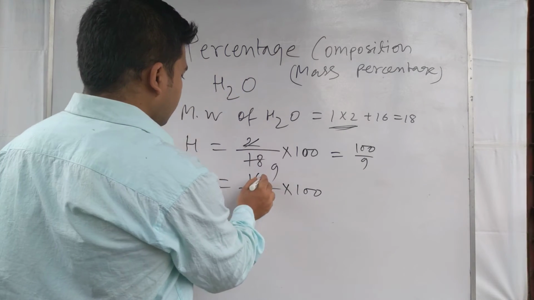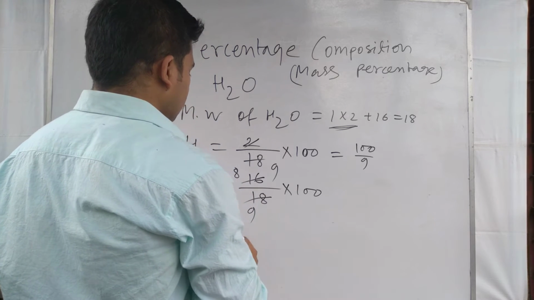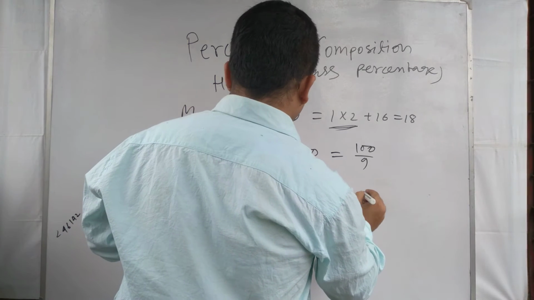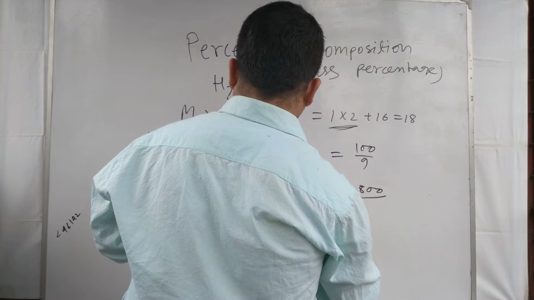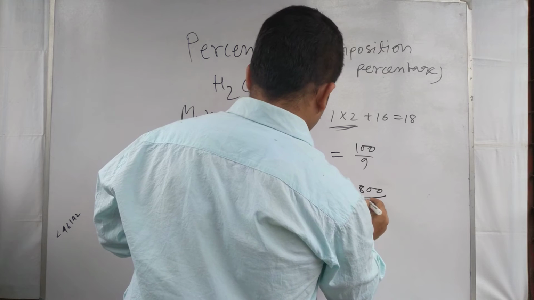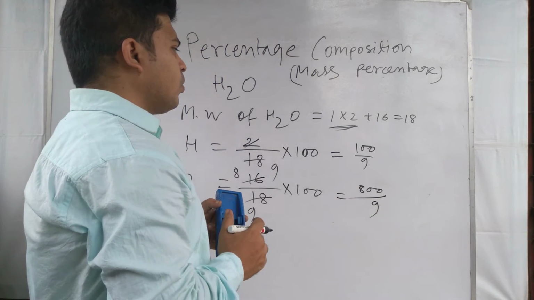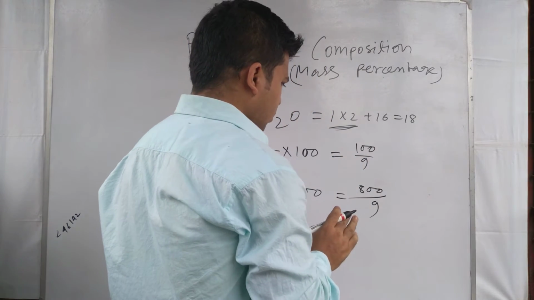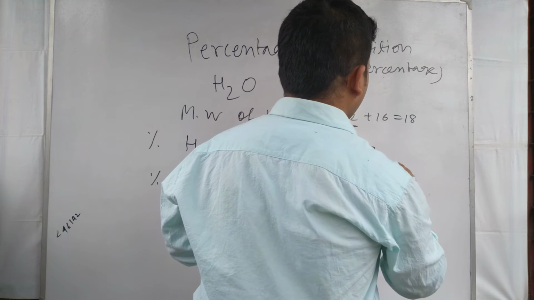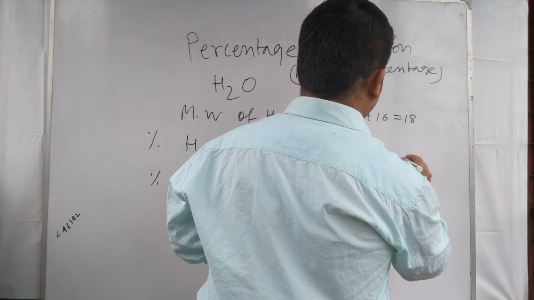So it is 100 divided by 9, and this is 800 divided by 9. If we divide this, we get the percentage.